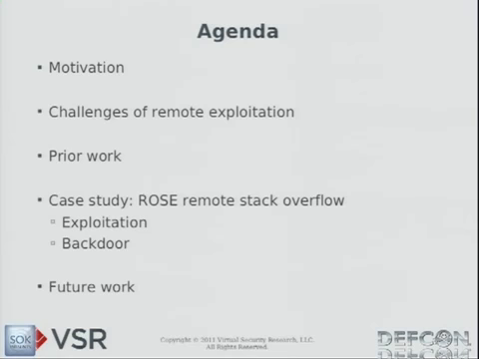And then we'll get into the body of the talk, which is a case study of an exploit that I wrote for a remote stack overflow in the Linux kernel's implementation of the ROSE amateur radio protocol. This part of the talk will be in two phases. In the first phase, I'll explain exploitation of the vulnerability. And in the second phase, I'll explain the details of the kernel backdoor that I installed during the exploitation phase. And then finally, we'll wrap up by taking a look at some future work.